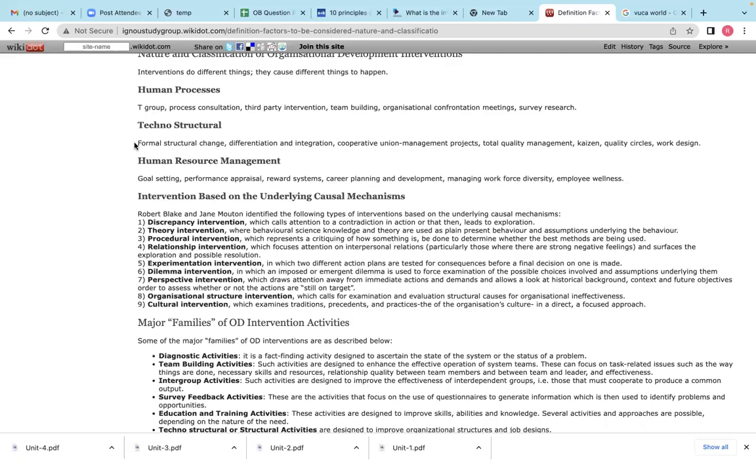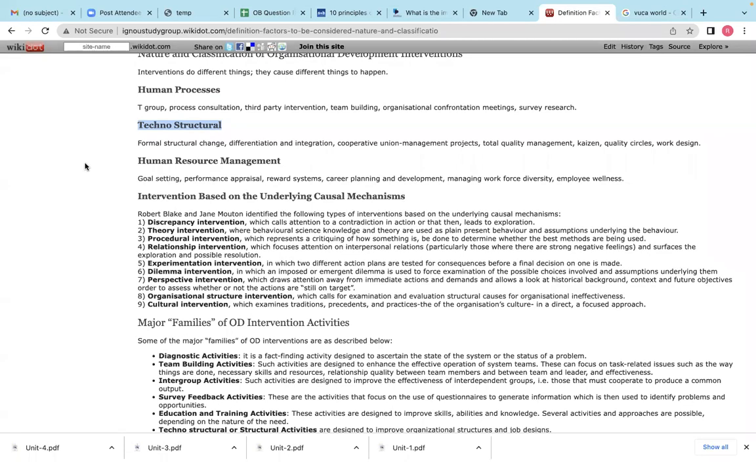Okay, and the second type of intervention is techno-structural. So if you remember, we talked about socio-technical structures, job design, and those kinds of things. All those things would come under techno-structural. You are actually trying to change the structure of an organization here, and trying to design the way that you assign work, or even where your units are or what the structure of your organization is. Those kinds of interventions would all come under techno-structural interventions.